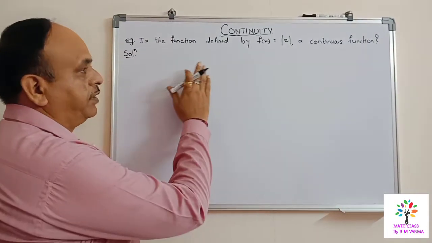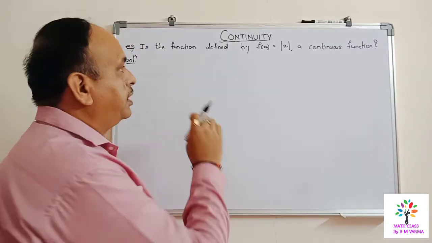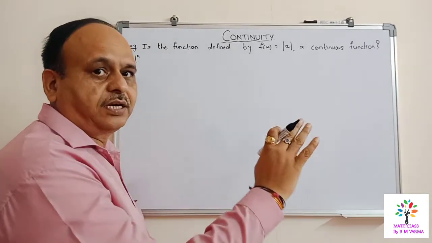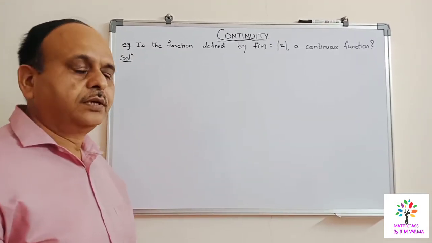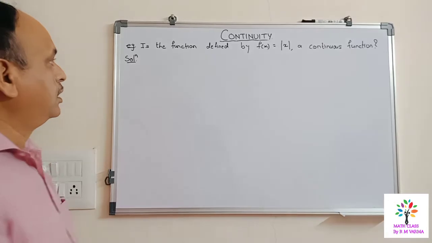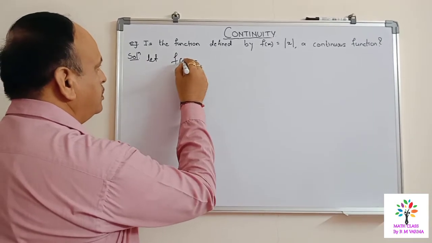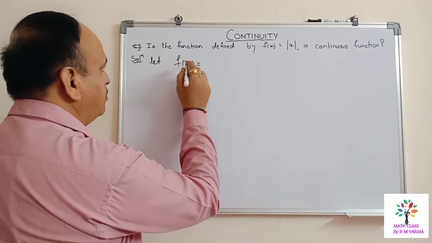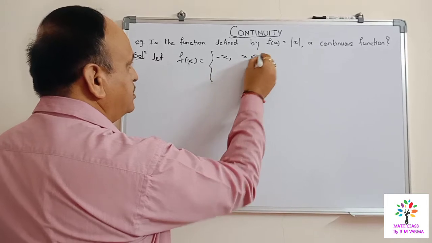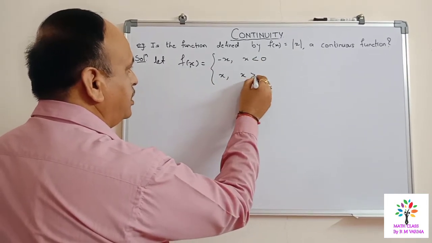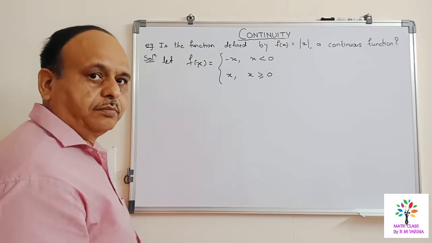In the previous sum we did the same function, f(x) = |x| at x = 0. But now it is asked whether it is a continuous function. We have to find out, and it is not mentioned at a particular point, so we have to check for all. Now let f(x) equal, when I remove this modulus, minus x when x is less than 0, and x when x is greater than or equal to 0. Now we have to check for all the real numbers.